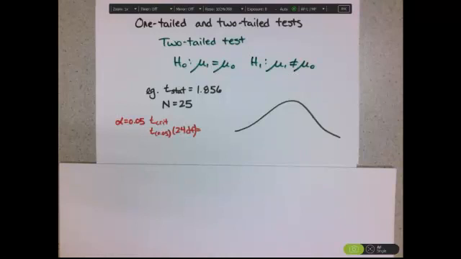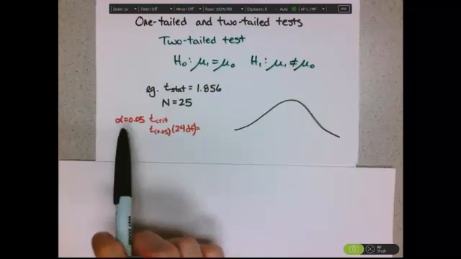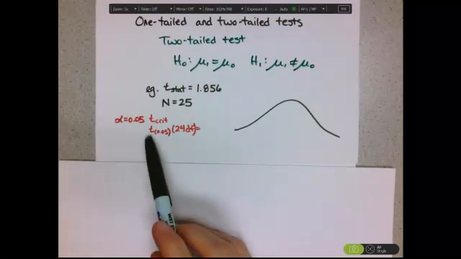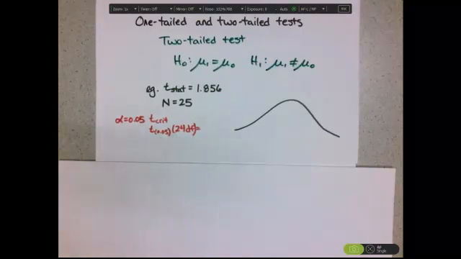Here I just have a heading with one-tailed and two-tailed tests, and when we have a two-tailed test, our null hypothesis is that the means of the populations are equal, and our alternative hypothesis is that they are not equal. I've come up with a sample t-statistic calculation, which is 1.856, and our sample size here is 25. Our decision rule is going to be based on an alpha of 0.05, and then we need to calculate our critical value. It's a t-statistic with an alpha of 0.05 and 24 degrees of freedom.